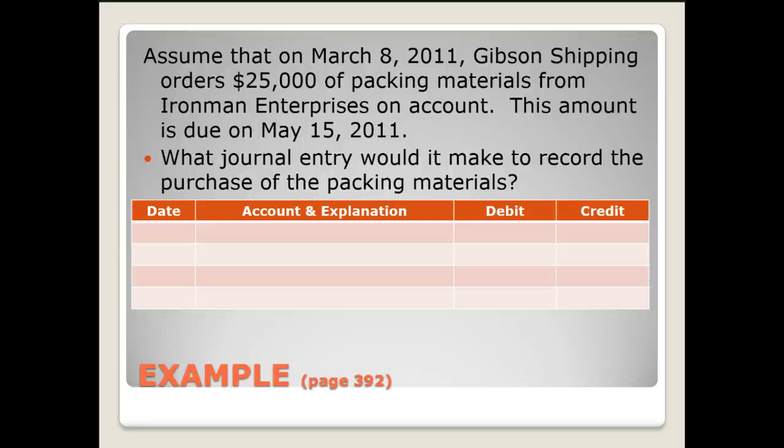So first, let's figure out what entry Gibson would have made to record the purchase of the packing materials. Well, the date is going to be the date of purchase, so March 8th. On March 8th, there would have been a debit entry to supplies, because these are packing materials, and that would be a debit of the $25,000. They purchased on account, so there would have been an accounts payable, a liability, which would be a credit of $25,000.